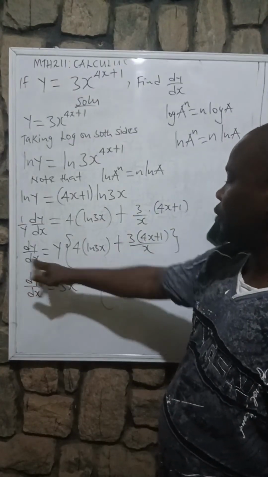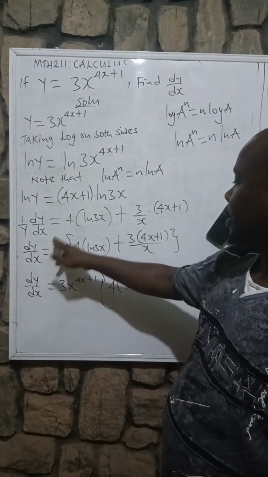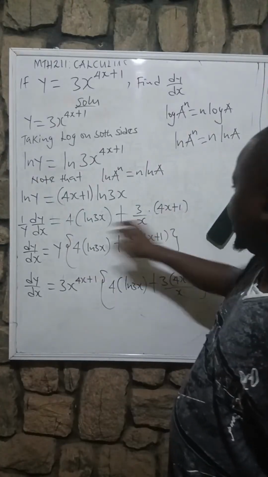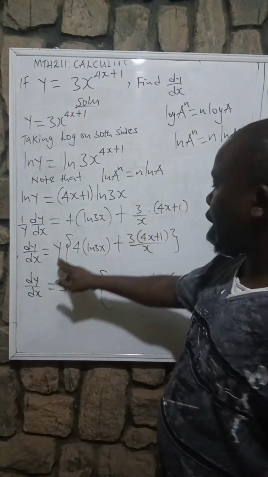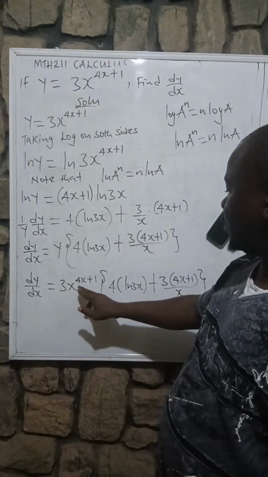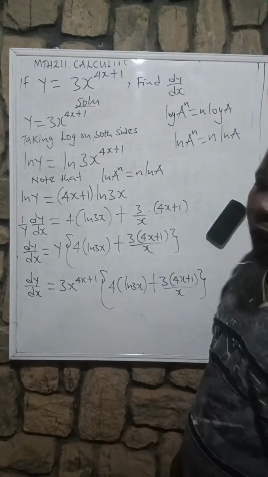So we have to cross multiply, right? So when we cross multiply, this is how it will be. y open bracket, close bracket, this. Then what is y? y is this function, (3x) raised to the power of 4x plus 1, close bracket.